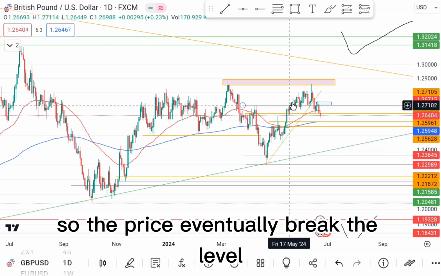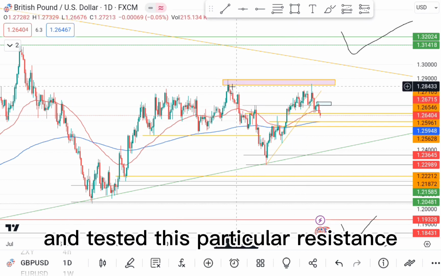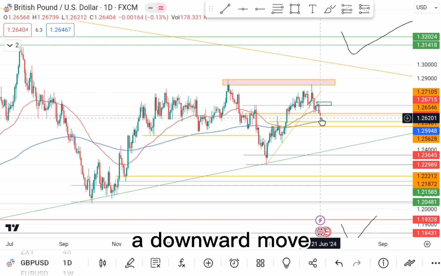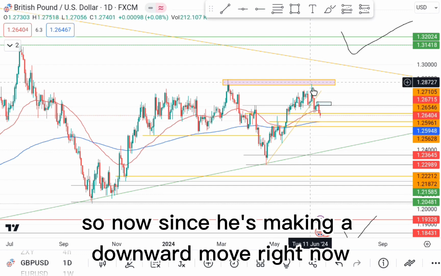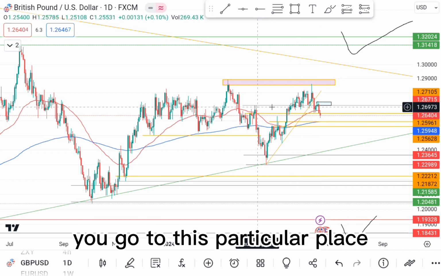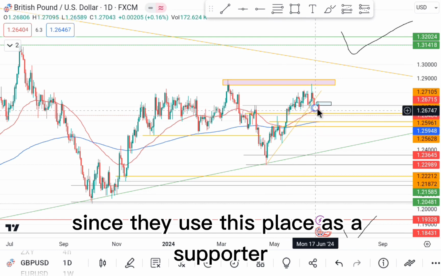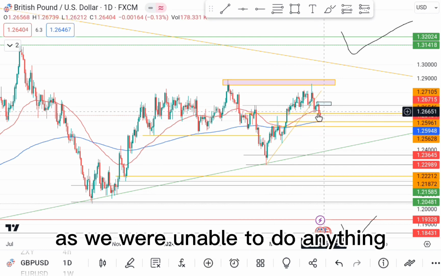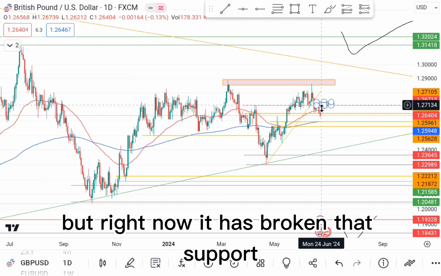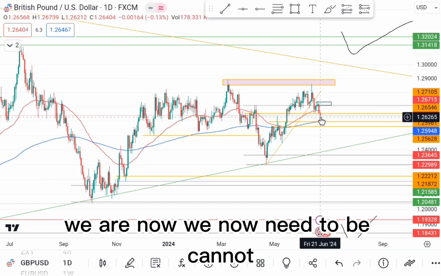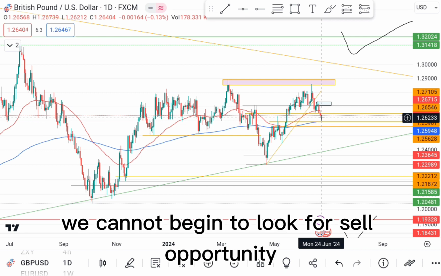So the price eventually broke the level and tested this particular resistance we have here now, and it began to make a downward move. So now, since it's making a downward move right now, it got to this particular place, it used it as a support. Since it used this place as a support, we were unable to do anything. But right now, it has broken that support. So now that this support has been broken, we cannot begin to look for sell opportunity.